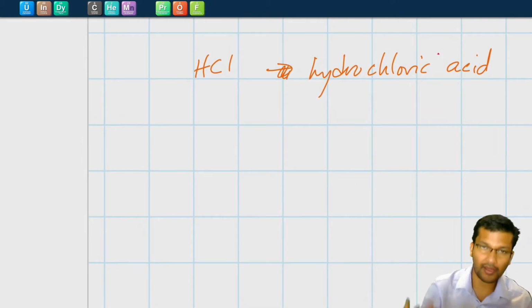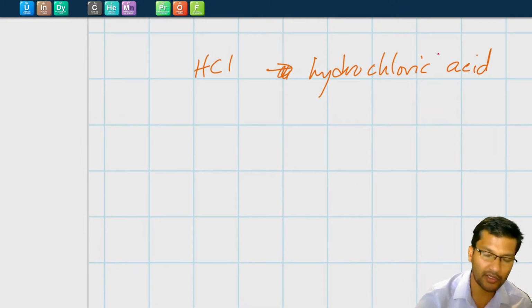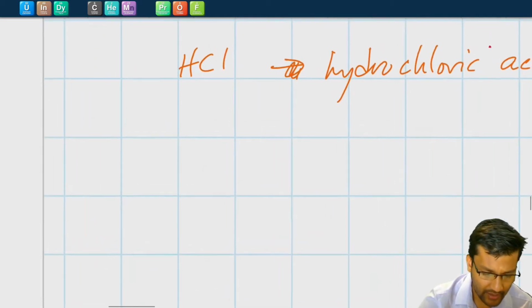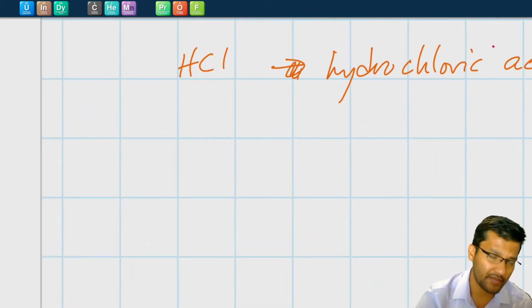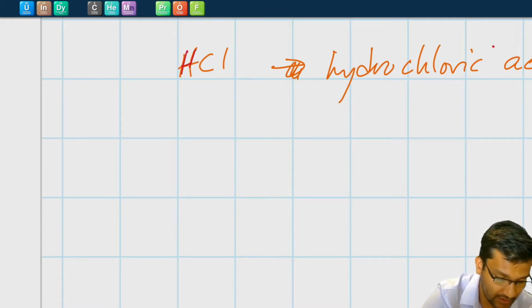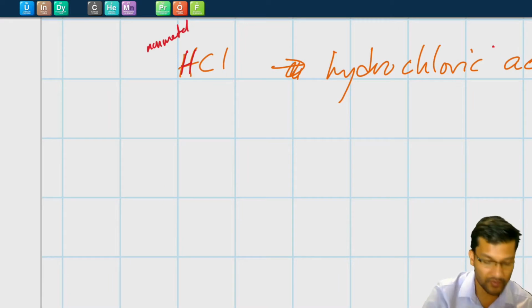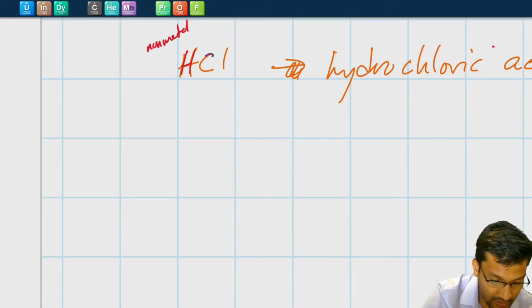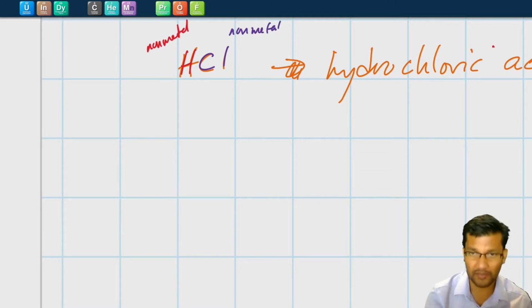But in general, acids are an interesting compound. We'll learn more about acids and bases later in the semester, but acids are interesting because you might think of them as covalent compounds, right? Hydrogen is a nonmetal, even though it's towards the left of the periodic table. Chlorine is towards the right, which means it is a nonmetal. And so two nonmetals, you think this would be a covalent compound.